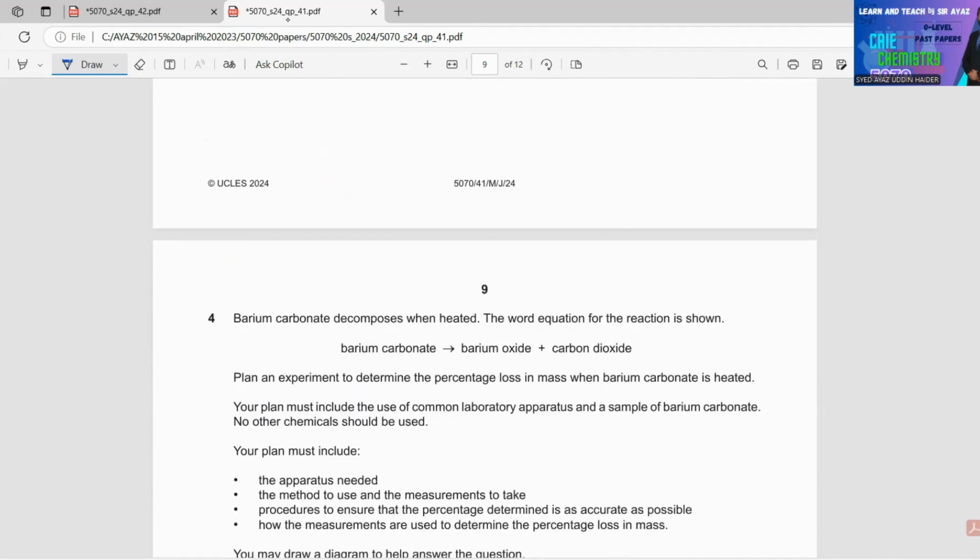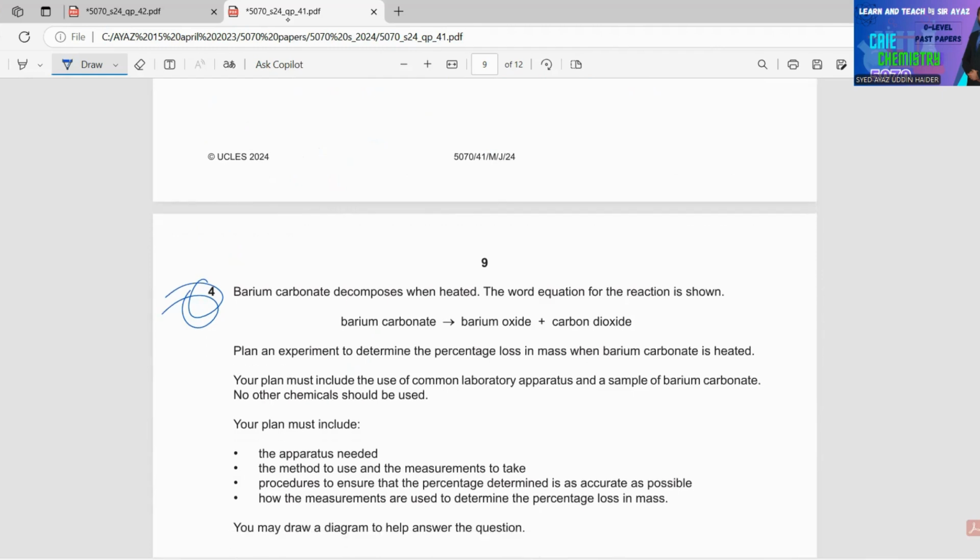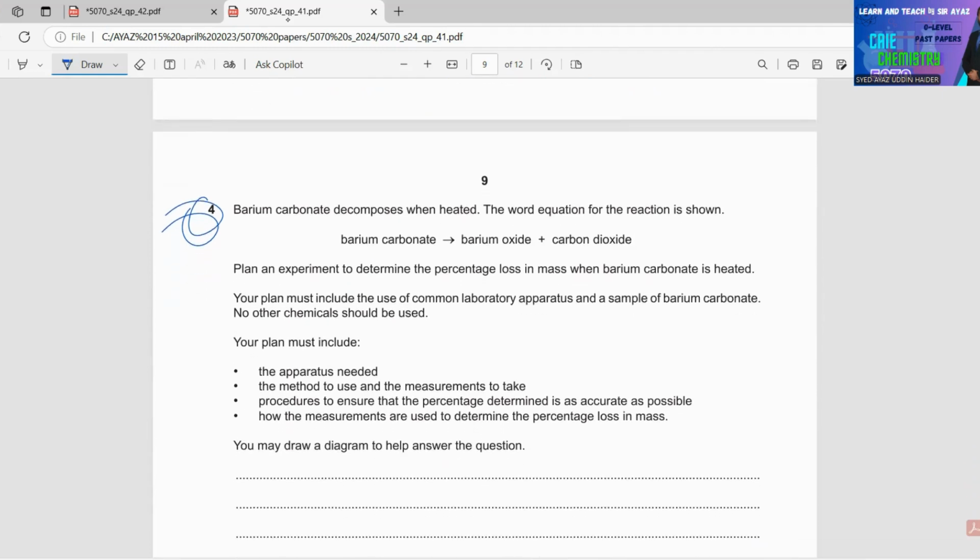Next question, which is question number 4. Also the last question. Barium carbonate decomposes when heated. The word equation for the reaction is shown. Barium carbonate gives barium oxide plus carbon dioxide. Plan an experiment to determine the percentage loss in mass when barium carbonate is heated. Your plan must include the use of common laboratory apparatus and a sample of barium carbonate. No other chemicals should be used. Your plan includes the apparatus needed, the method to use, and the measurements to take, procedures to ensure that the percentage determined is as accurate as possible, how the measurements are used to determine the percentage loss in mass.